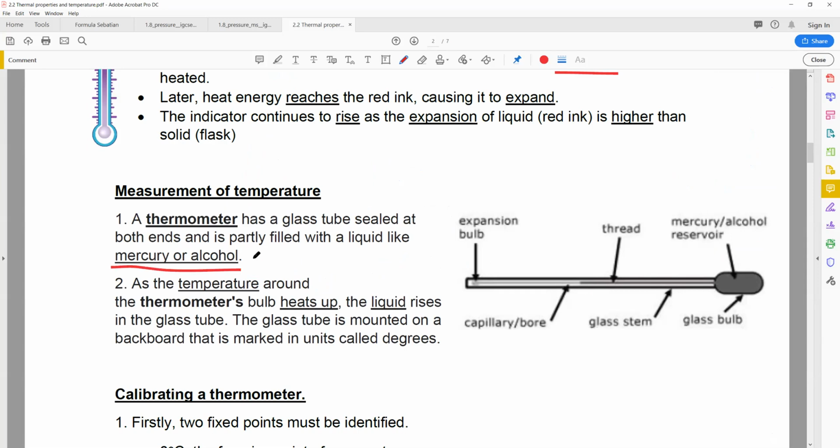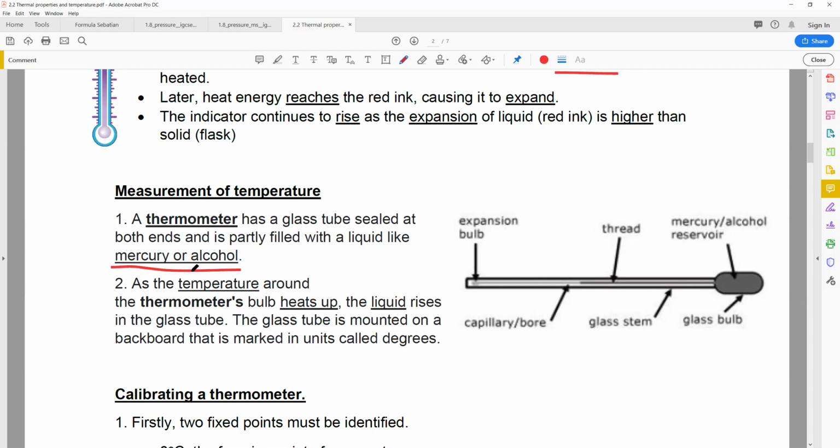It cannot be any other liquid. It cannot be orange juice, apple juice, or your saliva. No, none of it. It must only be specifically mercury and alcohol, simply because these two liquids are considered to be linear expanding liquids.